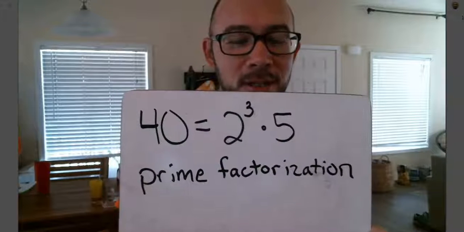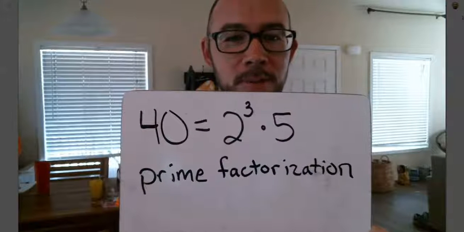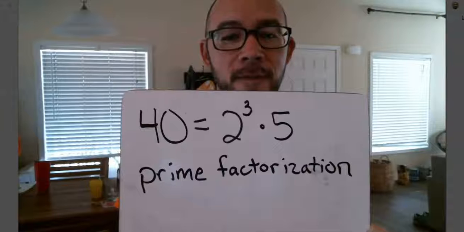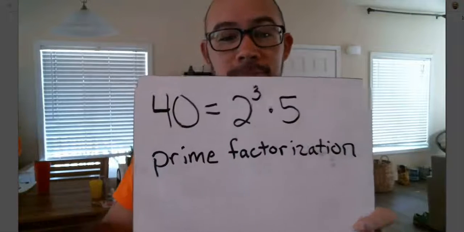Prime factorization: 40 is 2 times 2 times 2 times 5. If we talk about the number 40 in different bases, well, in base 10, it's pretty boring. It's 4 in the tens place and a 0 in the ones place.